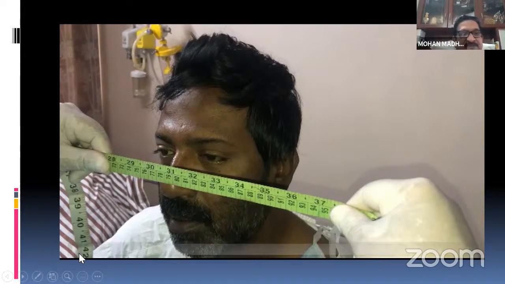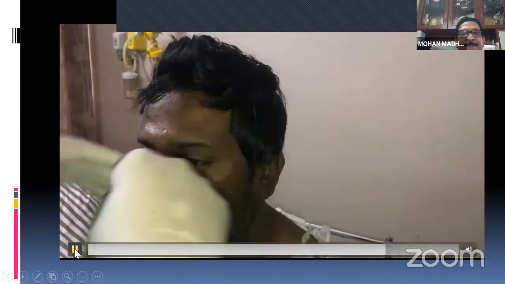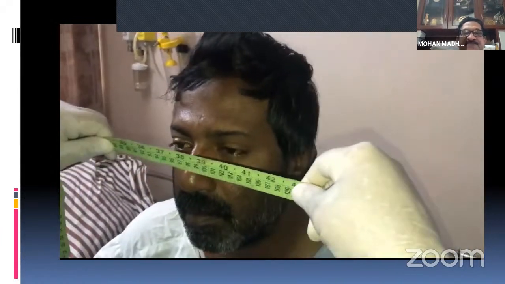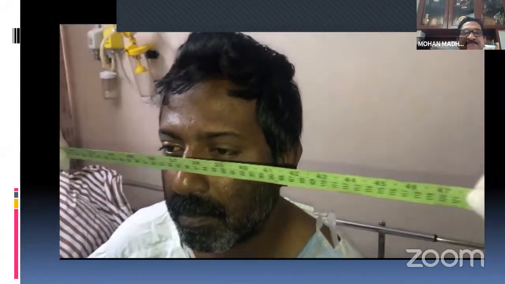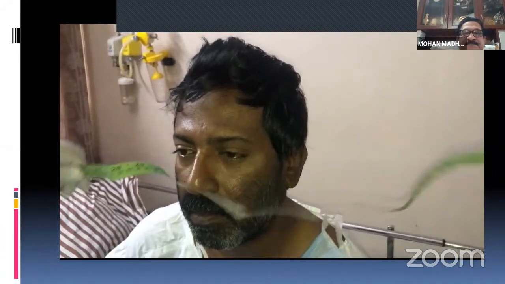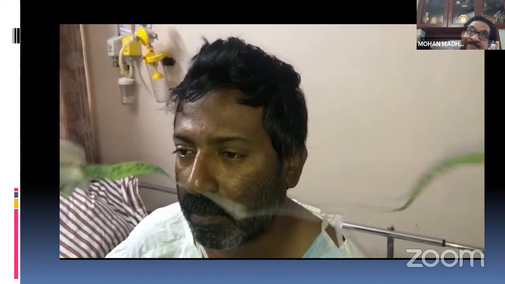The other test I did was optokinetic testing. Again, that favored organic blindness. There was no movement at all. But this can sometimes be faulty, as the patient may not look at the tape. Unless the patient looks at the tape, this test is not going to be useful. If he looks beyond the tape, this test is not going to be fruitful in differentiating the two.